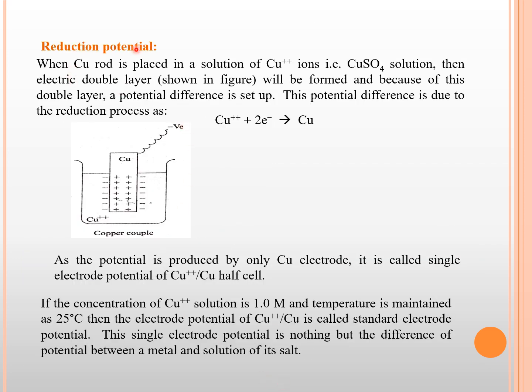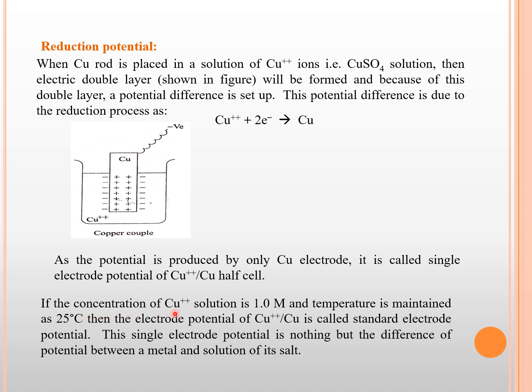Now let us discuss the reduction potential. When a copper rod is placed in a solution of copper dipositive ions, that is copper sulfate solution, then an electric double layer as shown in the figure will be formed, and because of this electric double layer a potential difference is set up. This potential difference is due to the reduction process, as we can show by the reaction Cu2+ plus 2 electrons giving Cu. As the potential is produced by only the copper electrode, it is called the single electrode potential of copper dipositive ion in contact with the copper half cell.